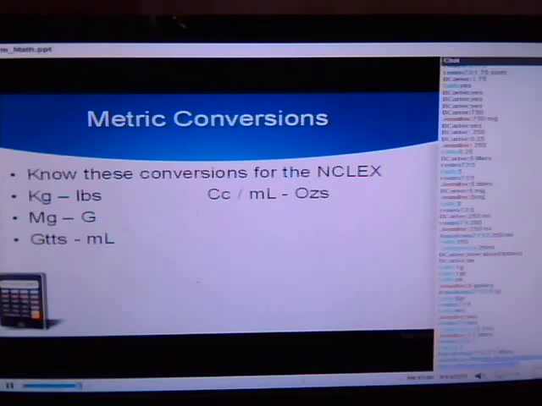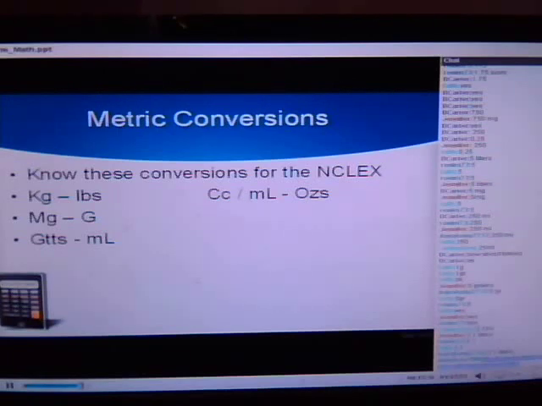All right, so this is an NCLEX alert. Whenever I say NCLEX alert, it means I know something. All right? So for the NCLEX, make sure you know how to change kilograms to pounds. That's an easy one. Milligrams to grams. This is what shows up the most, okay? Drops to milliliters. Remember that drops, cc's, milliliters are all the same, 1.